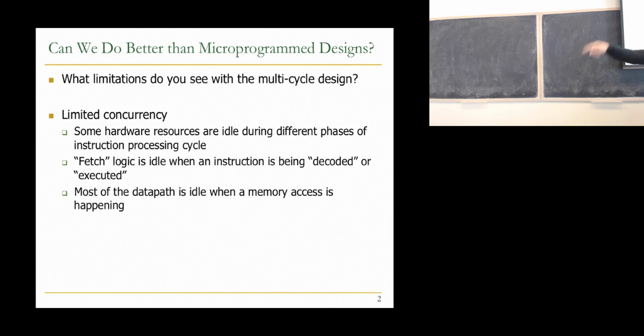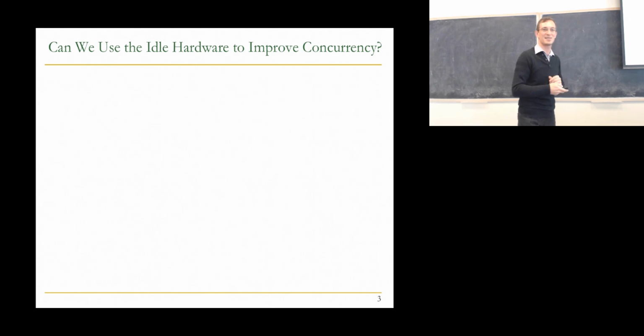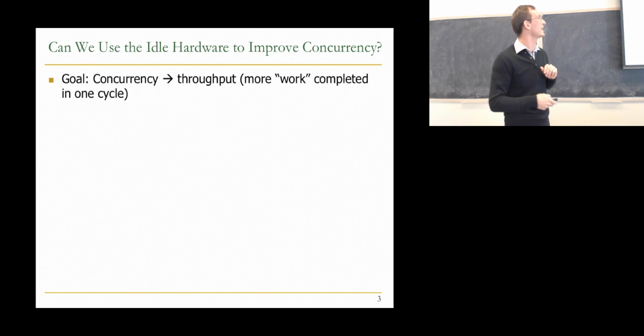And conditionally, you go to state 35 or state 33. During that state, if you look at this data path, only this part of the entire system is being used. This entire data path is idle. You're wasting all of these resources. So that's the downside of this. You build this hardware, you could potentially do more things concurrently, but you're not doing that. So the key question is, can we use the idle hardware to improve concurrency? And the answer is yes, and I'll show you with pipelining.